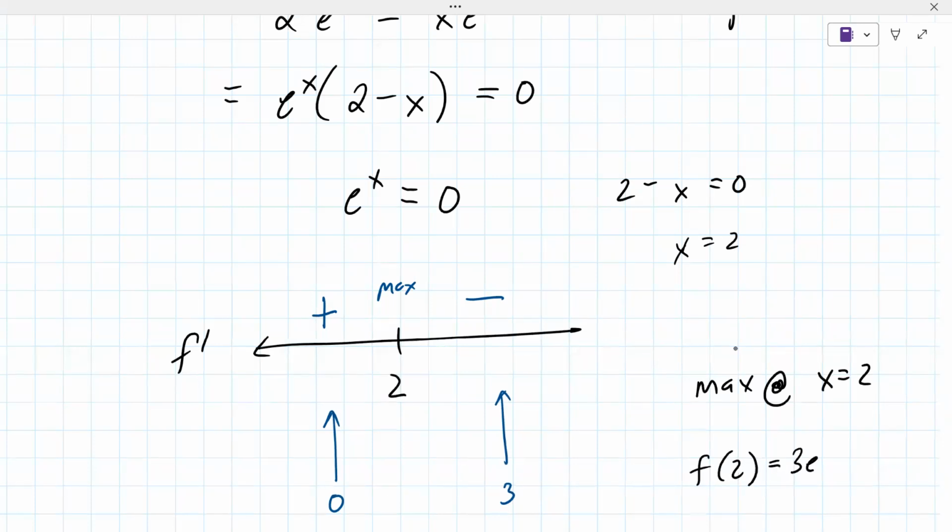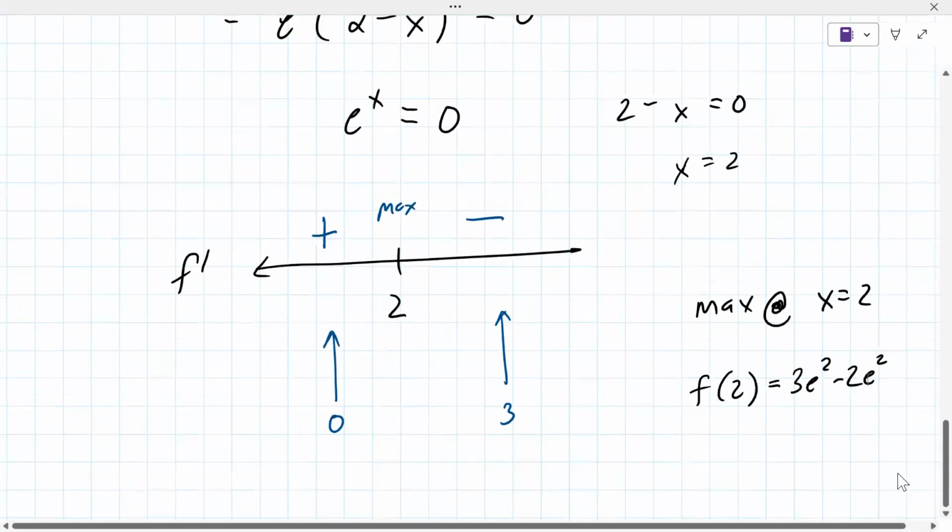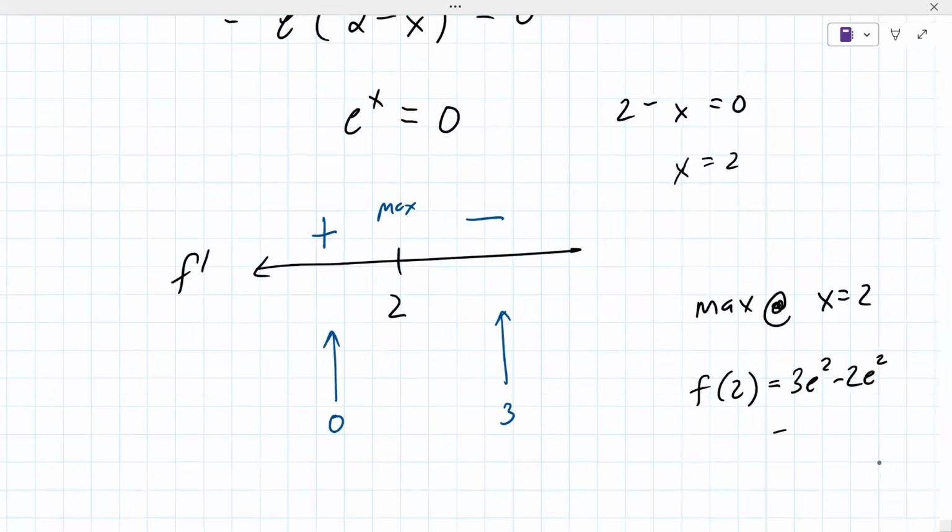And I think it was like 3e to the 2 minus 2e to the 2. Yeah. And so that's what it is. It's just e squared, and that's okay. You will see problems like this on the AP. Any questions on that?